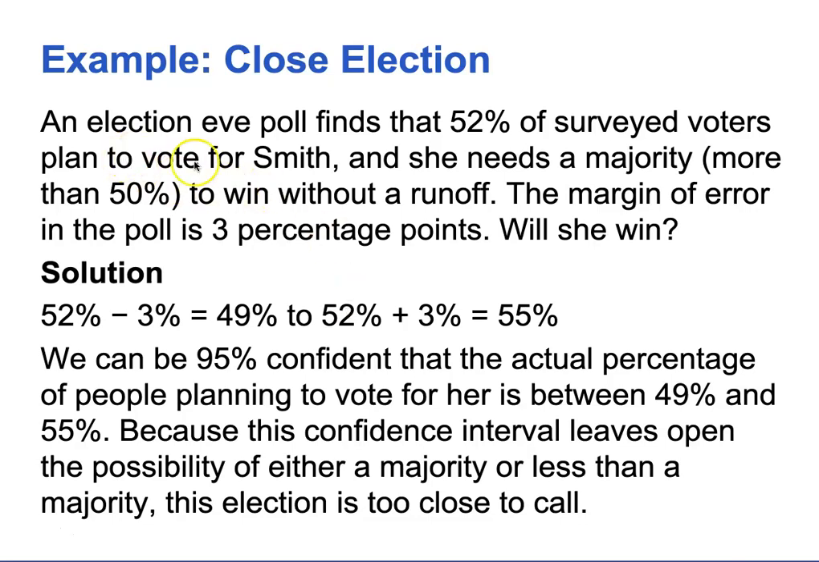Because if you'll notice up here, she needs a majority, which is more than 50%. Well, in my interval, I go less than 50% and above 50%. So it's not an exact thing where we can say it's always going to be above 50%. So she will probably win, but it's going to be too close to call.